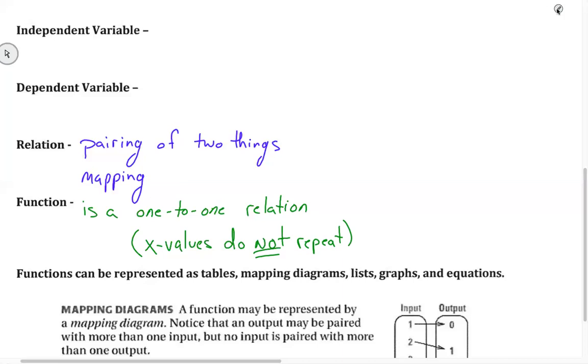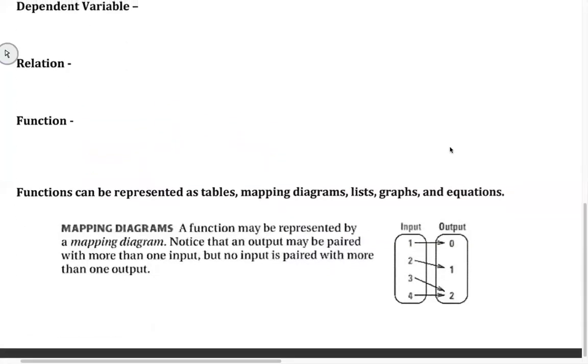All right. So let's look at all of this stuff. Functions can be represented in many different ways. They can be represented in tables, a mapping, lists, graphs, or equations. Down here, this is a mapping. Notice it uses arrows. It says 1 goes to 0, 2 goes to 1, 3 goes to 2, and 4 goes to 2. That's a mapping. It's physically telling me where it goes. So mapping is just a drawing or a diagram that's showing me where things are going. All right?